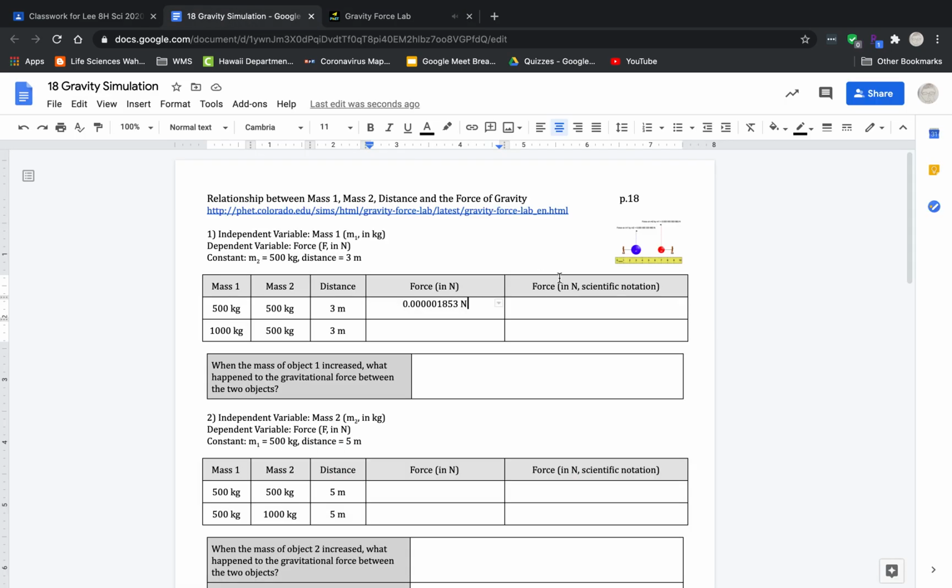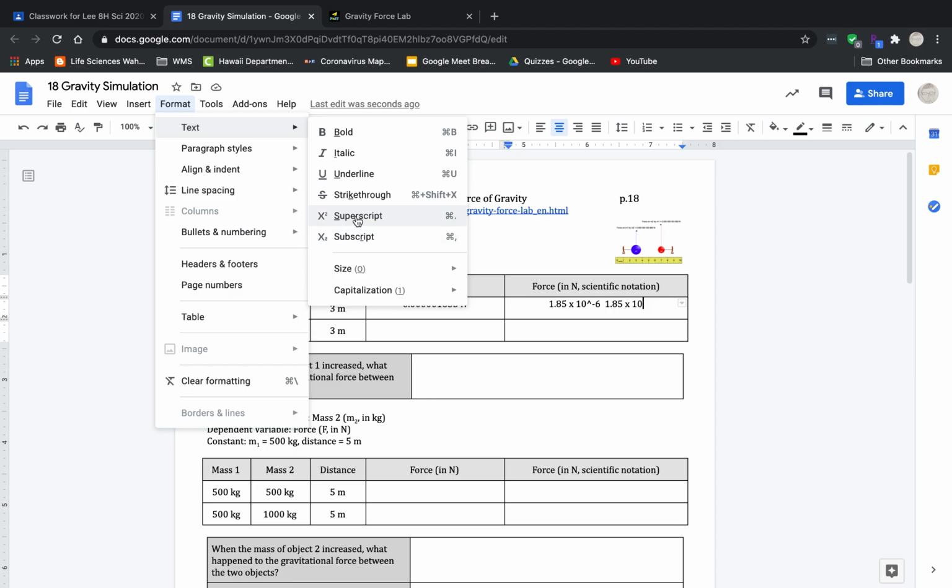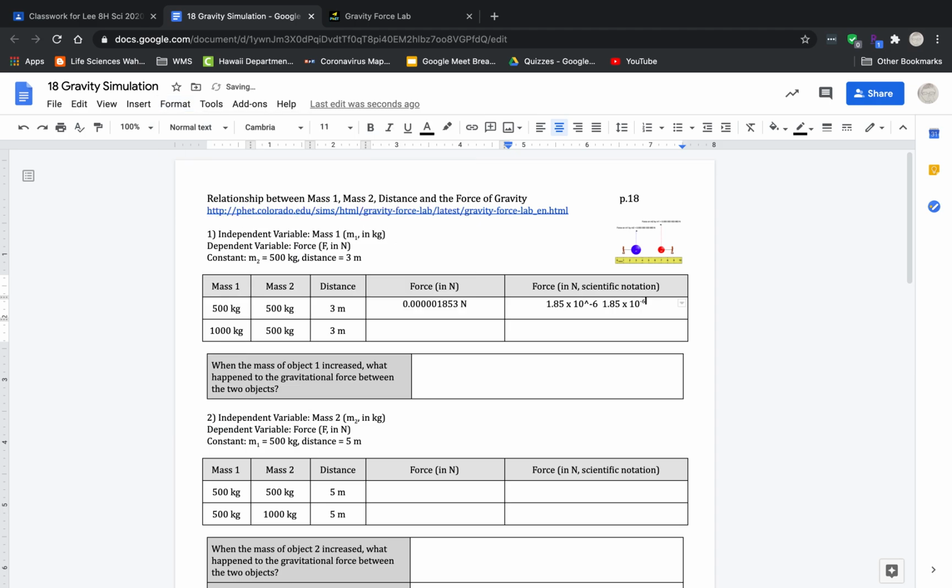So we're going to write down 1.85 times 10 to the negative 6. There are a couple of ways you could do this. You can use the caret, negative 6, or you can use the superscript. If you go to Format, Text, Superscript, negative 6. Make sure you turn that off. And make sure you have the units there. Newton is the one that came up with the mathematical calculations for gravity, so we named the force newtons. All right, so that's our first data point.